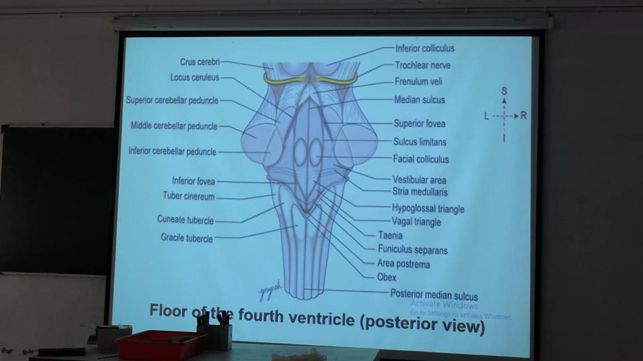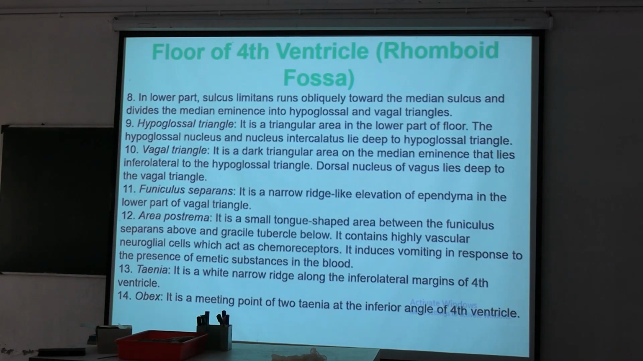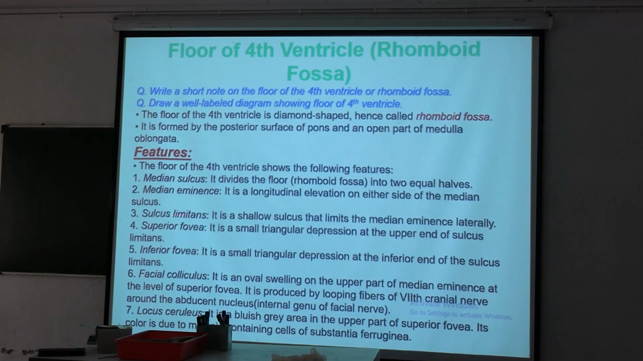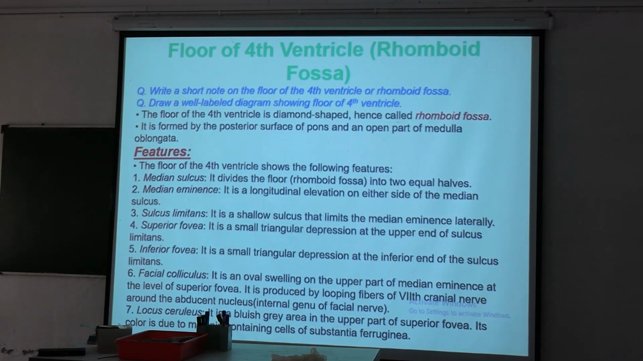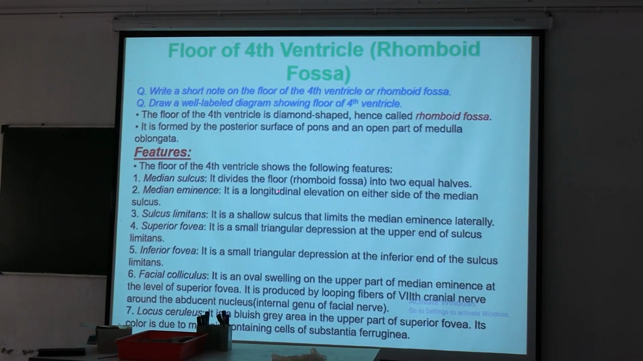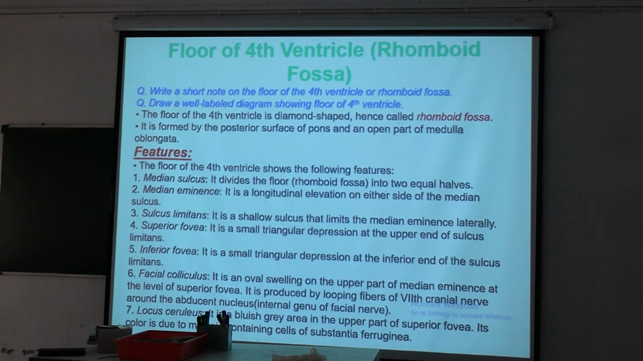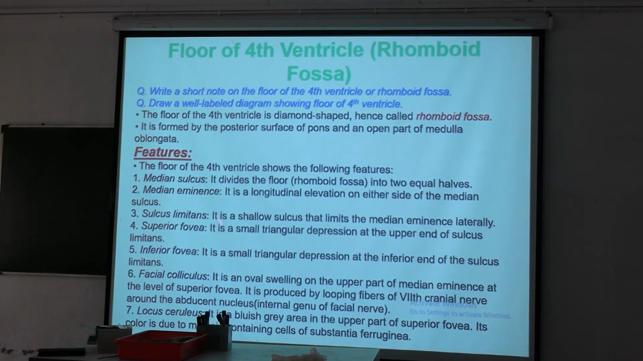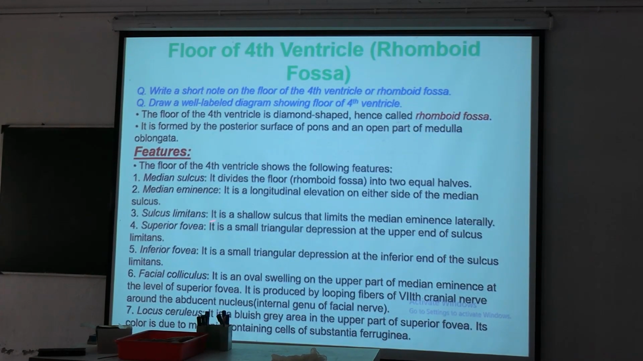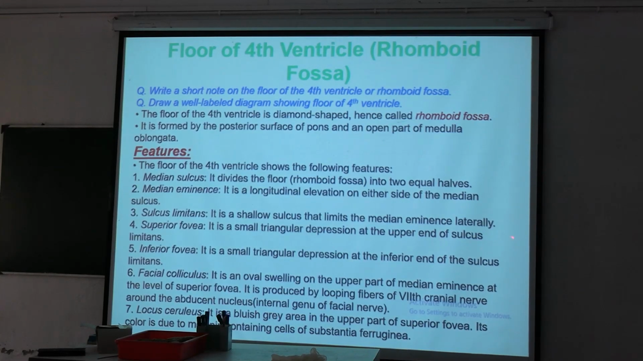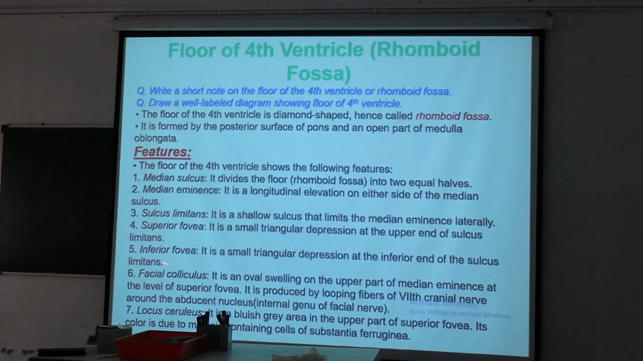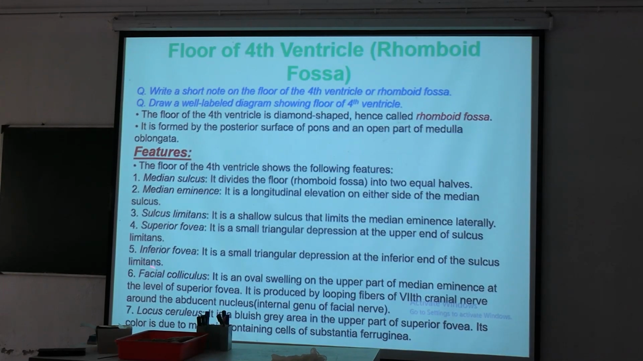So all these are parts of the floor of the fourth ventricle. So we will discuss it. So median sulcus, you have seen, midline. Median eminence, longitudinal elevation on either side of the median sulcus. Then there is sulcus limitans. It is a shallow sulcus, limits the median eminence laterally. Next is superior fovea. It is a small triangular depression at the upper end of sulcus limitans. And inferior fovea is a small triangular depression at the inferior end of sulcus limitans.